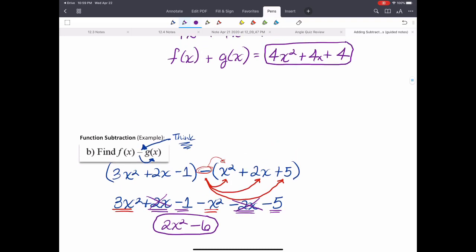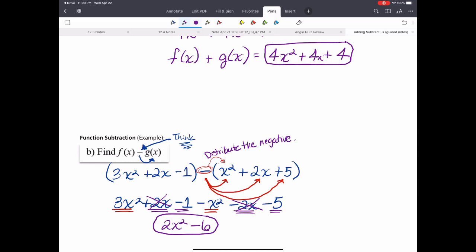So that's that problem. Like I said, with these kinds of problems, we want to keep in mind that when you have a minus sign in front of an entire expression, that minus sign needs to be distributed.